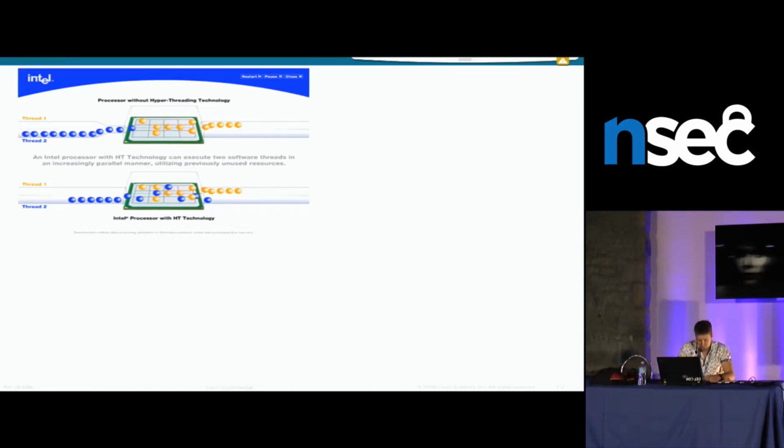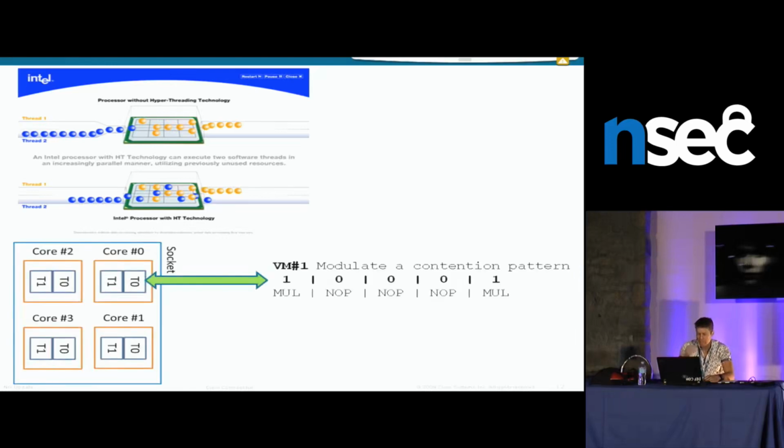And so that explained the result I had. But then, exactly at that time, I got that idea. I said to myself, well, what if from VM number 1, let's say, I modulate a contention pattern over the execution pipeline. Let's say a long instruction, multiply, is a 1, a short instruction is a 0, all right?